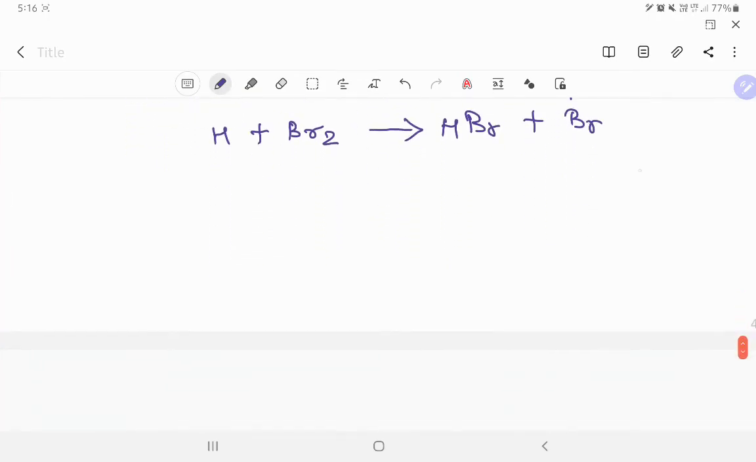Another example of photochemical reaction is the dimerization of anthracene. It is a photochemical equilibrium reaction. What is the molecular formula of anthracene? C14H10. Now, if we make a solution of anthracene in benzene, two molecules of anthracene undergo dimerization, forms a dianthracene.